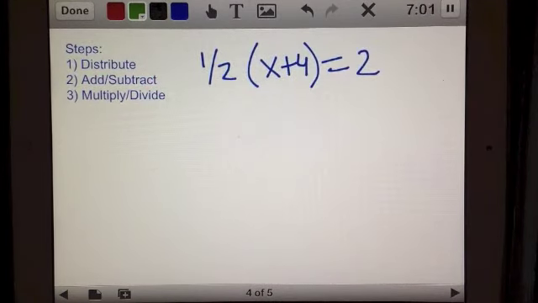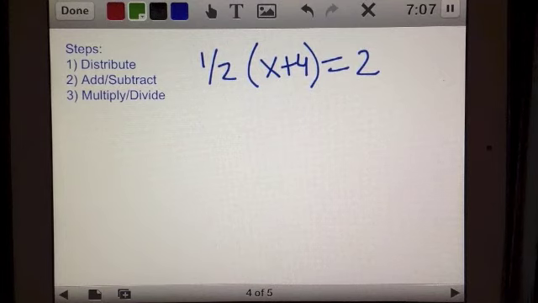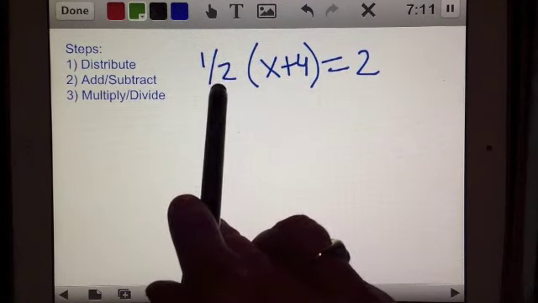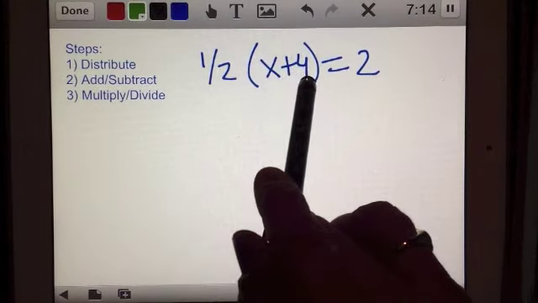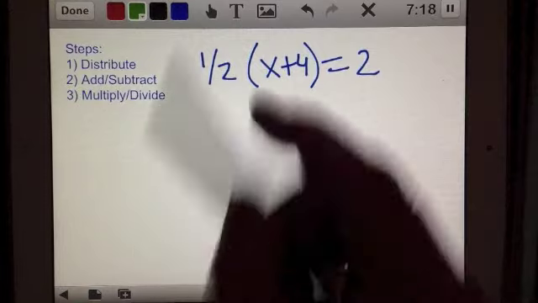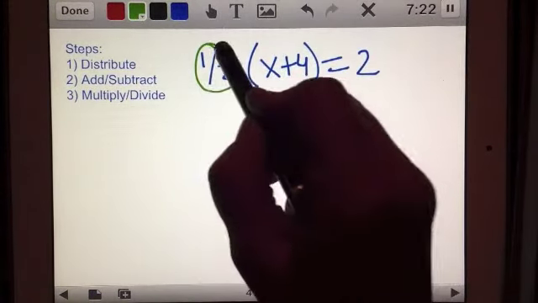Alright, so now you watched me do one, we worked on one together. I'd like for you to work with a partner on this one, but I'm going to give you a quick little warning. We do have a fraction here: 1/2 times the quantity x plus 4 equals 2. You're just going to do the same thing. You're going to think of this as one whole number, which is 1/2.